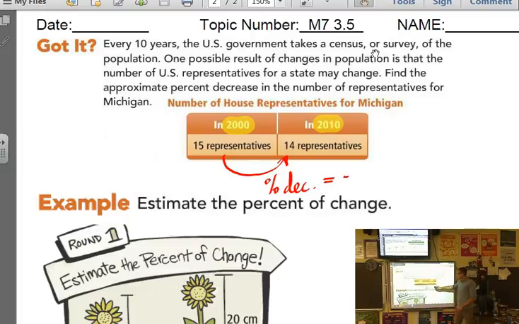Elena, what's my amount of decrease here? I didn't get to calculate because I was listening to you talk about it. It's okay. Just think through this with me. What's the amount of decrease? How many reps did they lose? Yeah, they lost 1. How many had they started out with? 15. So then I want to calculate what is 1/15th and then multiply it by 100 to get it into percent form.